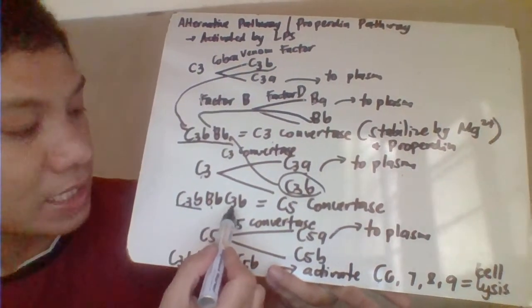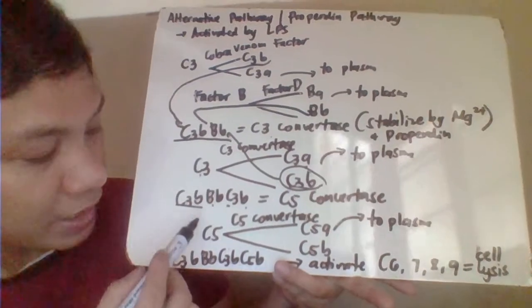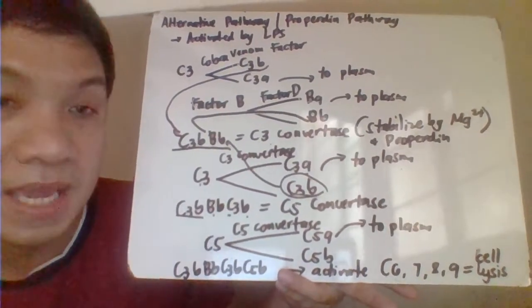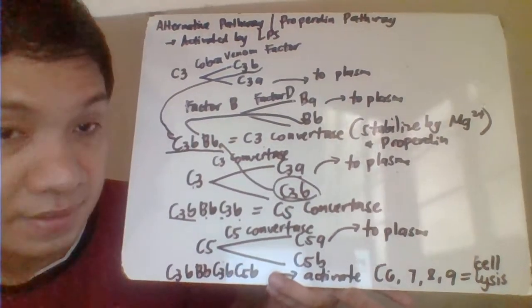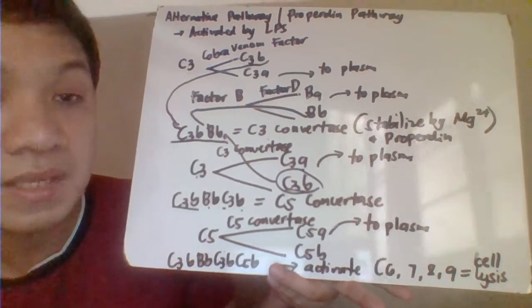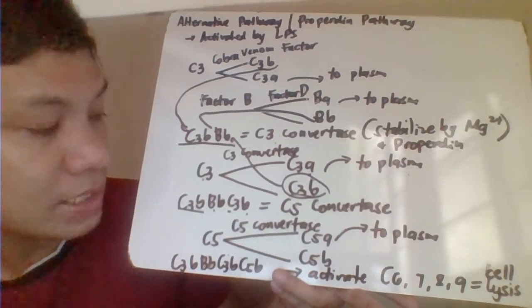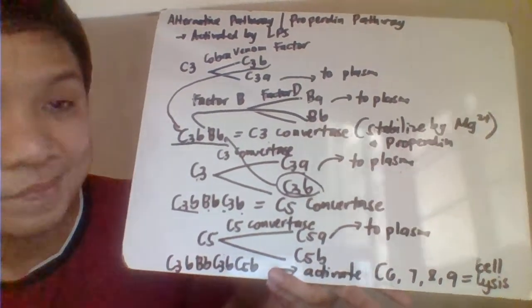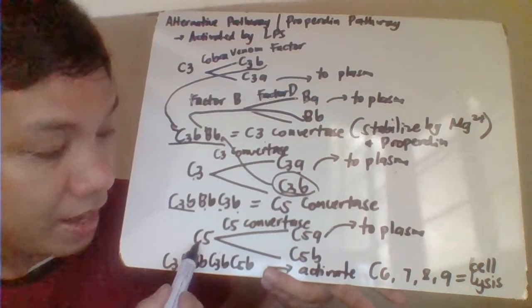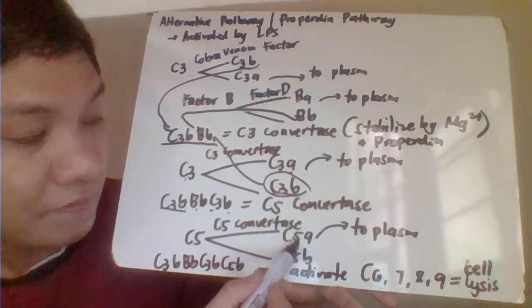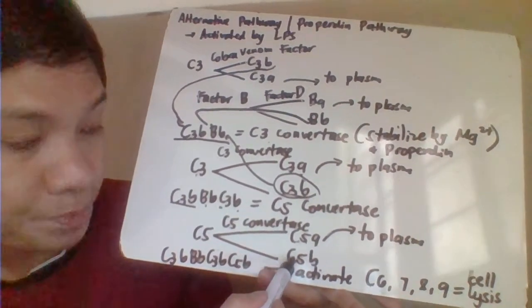C3b, Bb, 3b. Or you can call that one C3bBb3b. You call it your C5 convertase. The C5 convertase here in your alternative pathway would be your C3bBb3b, and being a C5 convertase, it tries to cleave your C5 again to your C5a and your C5b.